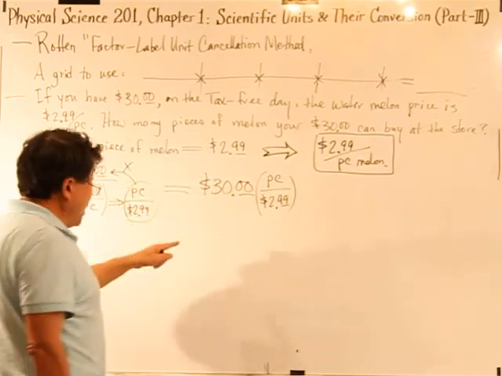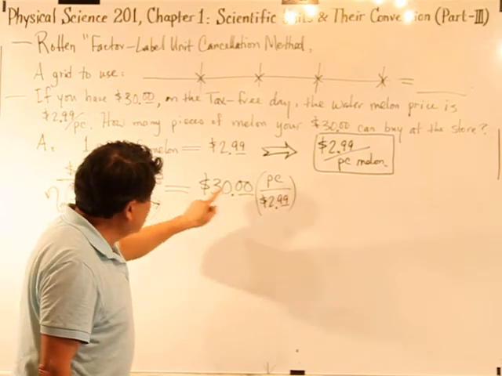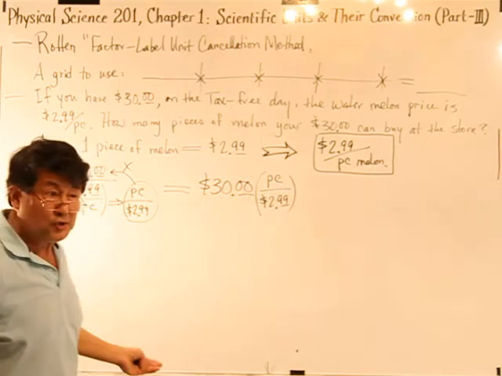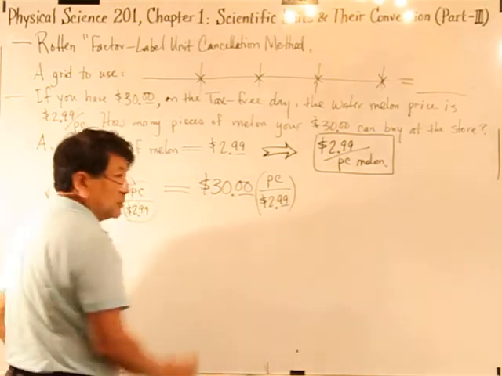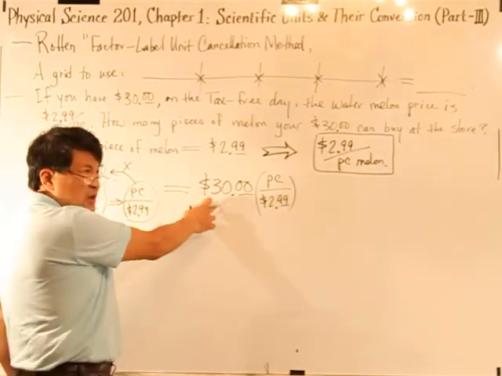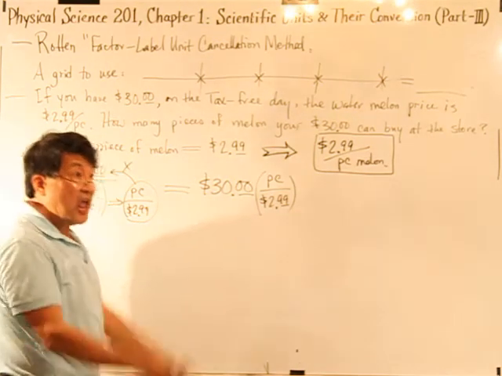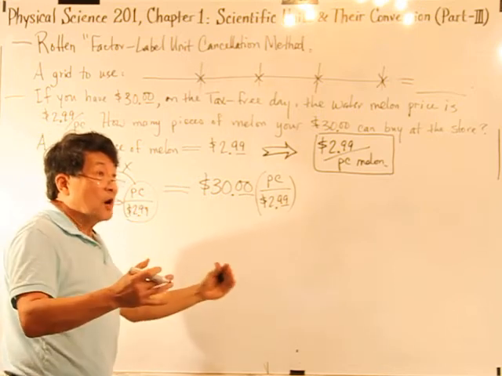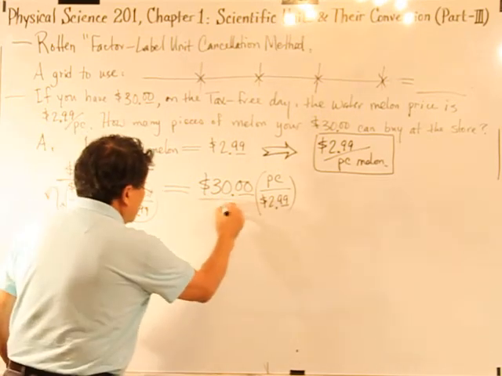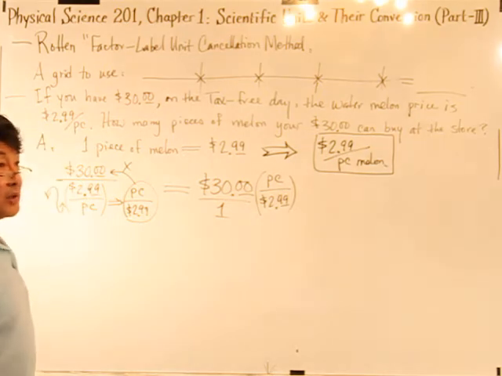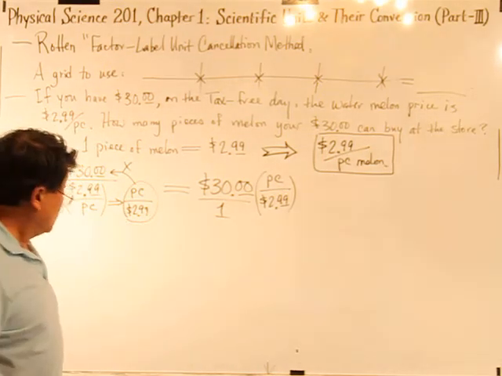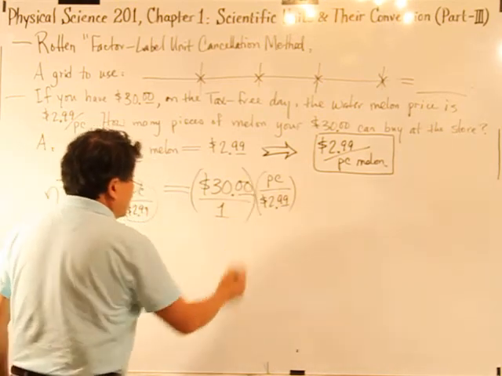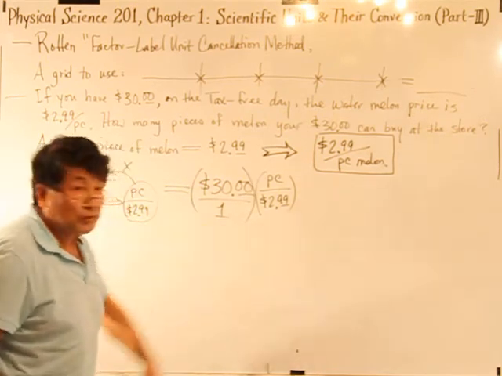Now, you see the dollar sign, one is on the numerator, and when you move it aside, it's still a numerator. It's a fraction times a fraction. You say, that's not a fraction, that's just a regular number. Oh, it is. Every number can be written in the format of a fraction by putting a one under it. One down there doesn't change the whole thing. So now you understand it's 30 over 1 multiplied by piece over $2.99, right?